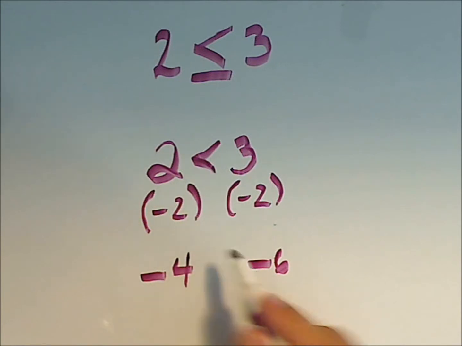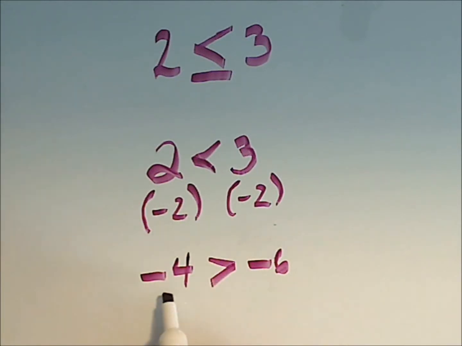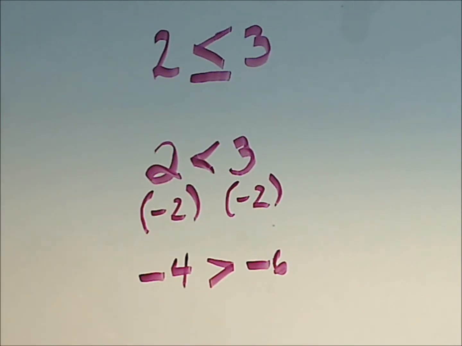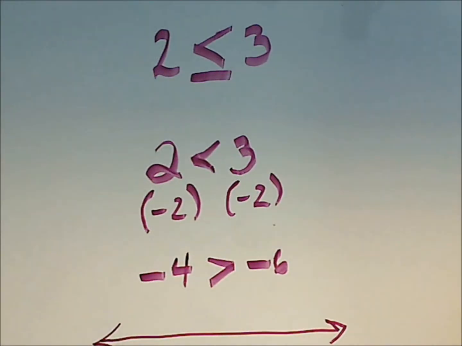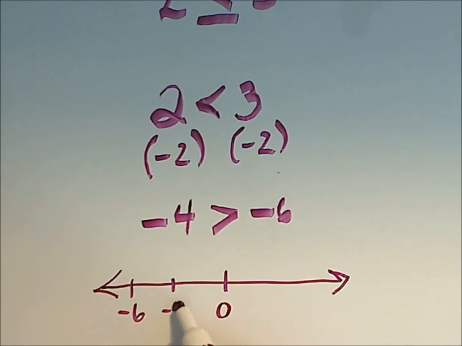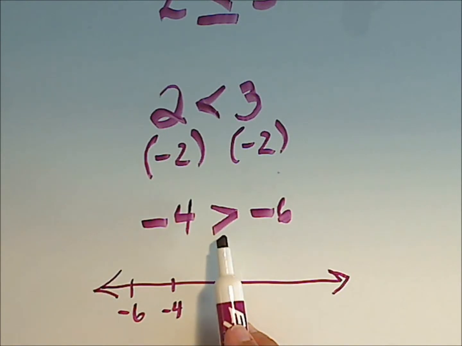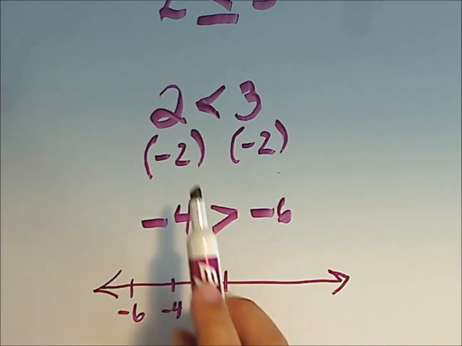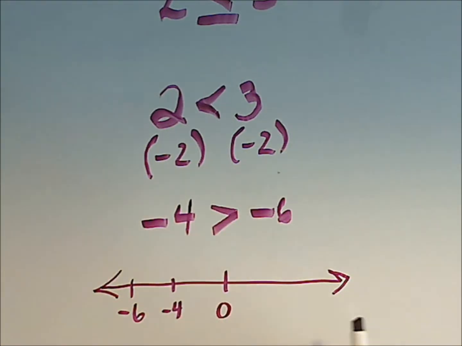What was less than is now greater than. Negative 4 is greater than negative 6. And we can prove this is true because anything that is greater than is to the right on the number line. If we were to do a number line right here and have 0 right here, we'd have negative 6 about here and negative 4 about here. Negative 4 is larger than negative 6. And so the flip of the sign still makes sense once we multiply or divide by a negative number.